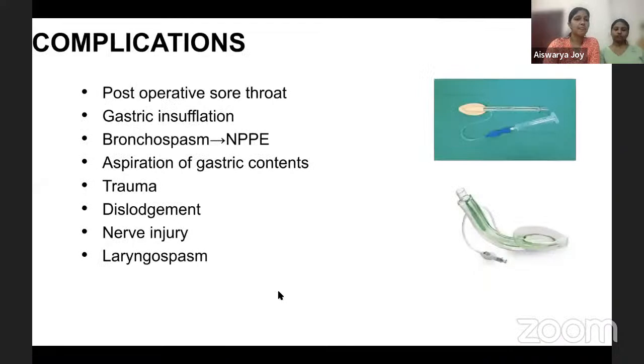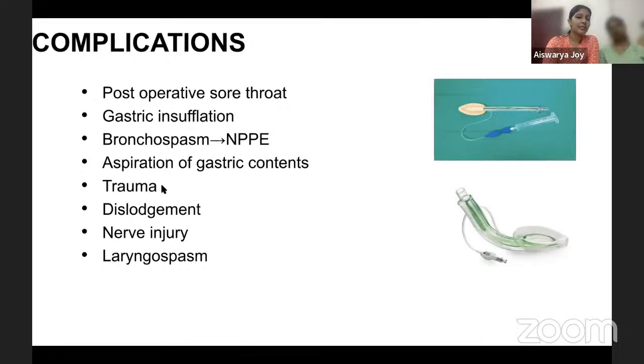The incidence of sore throat will be higher with LMA. Regarding complications, the most common are postoperative sore throat and gastric insufflation. In an inadequate plane of anesthesia, there will be bronchospasm, which may lead to negative pressure pulmonary edema and aspiration of gastric contents.